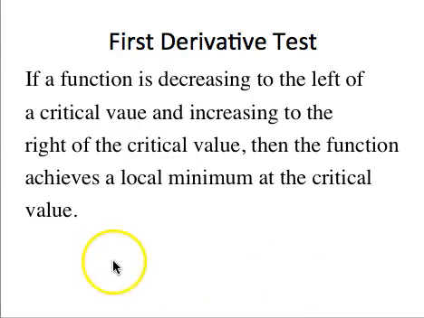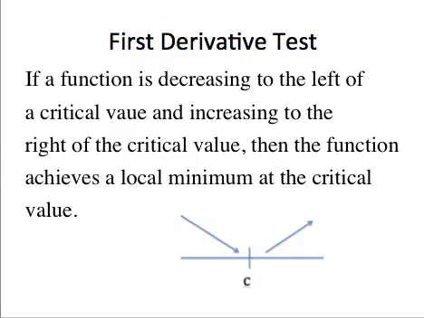The other case, if it's decreasing to the left and then increasing to the right, we're going to get a local minimum, the smallest number in the neighborhood, which we can see this way. Decreasing to the left of c, increasing to the right of c. The value at c, the y value, the function value at c, should be the lowest in the neighborhood.